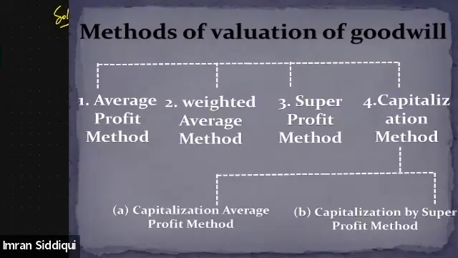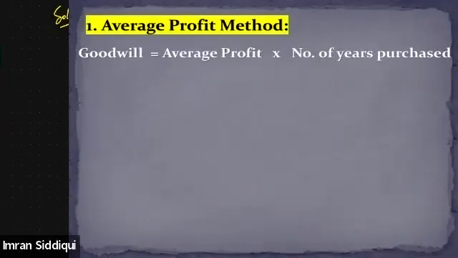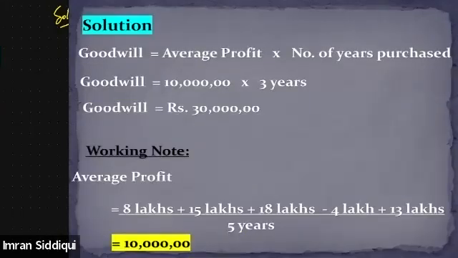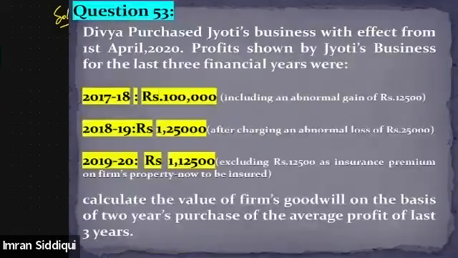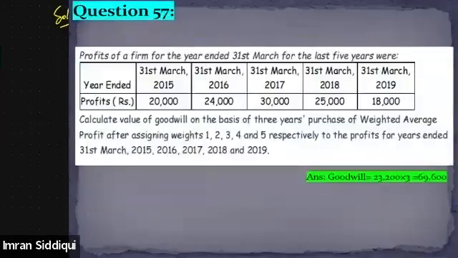Okay, so all of you, we did this topic in the previous session. We were talking about the valuation of goodwill, where we already understood how we calculate goodwill by the average profit method. Then after that, we covered the weighted average method. And I have given you questions for your homework. I'm sure that you must have done those questions.